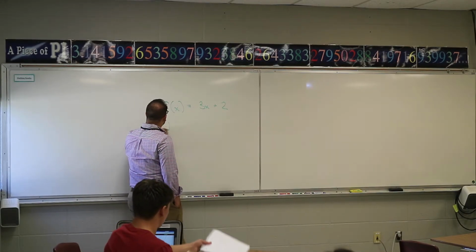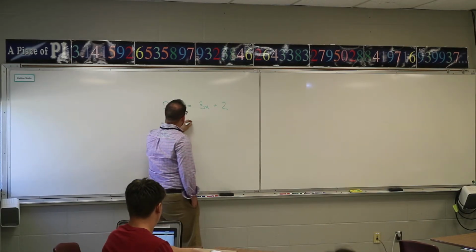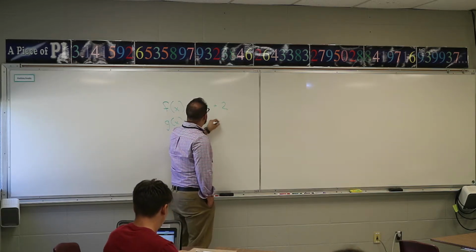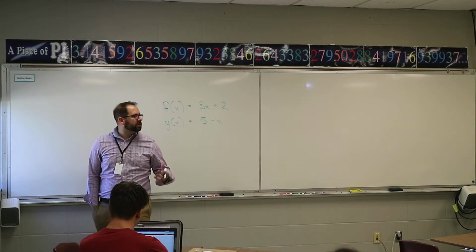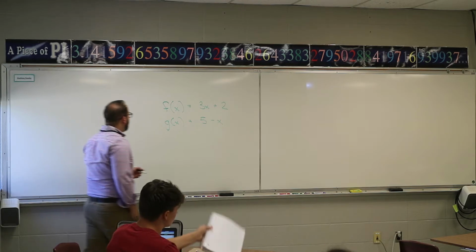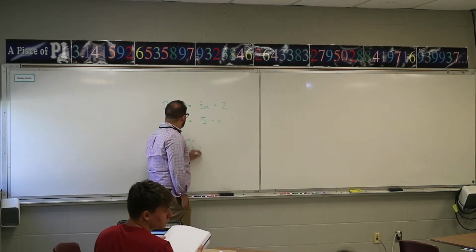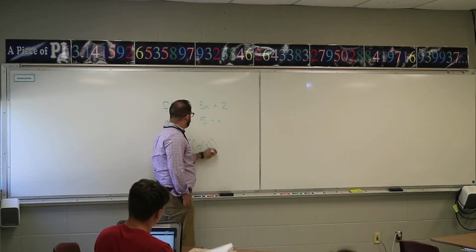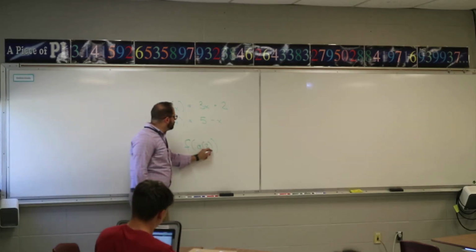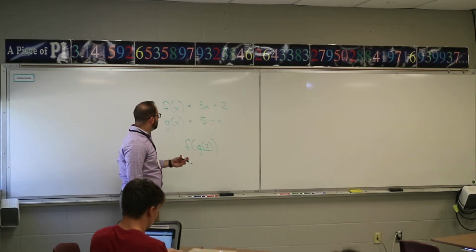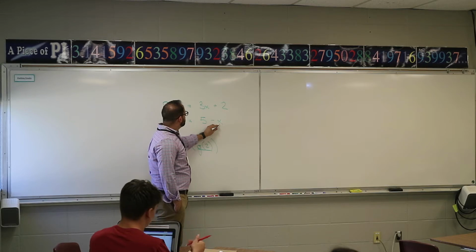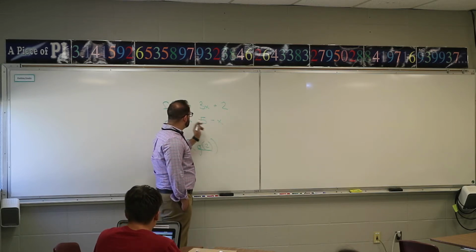Let's go, g of x is 5 minus x. So let's say that these are my functions, right? And I want to find f of g of 2. You find the g function with 2 plugged into it. So I'd plug 2 in here. Great. So that'd be 5 minus 2, which is 3.